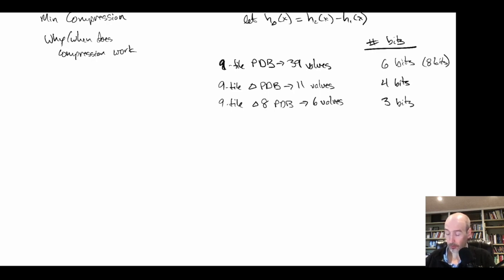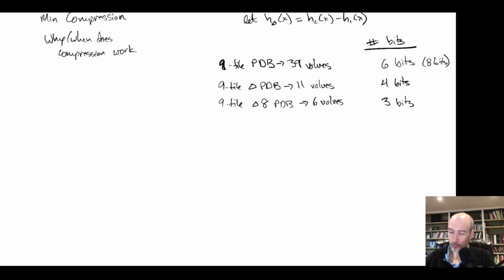And then if I wanted to use a larger PDB, I might get further reduction here. Maybe 3 bits is something I don't care about, especially given the memory it would require to store the delta over the 8 tile pattern database. But there is another thing that we could do here.